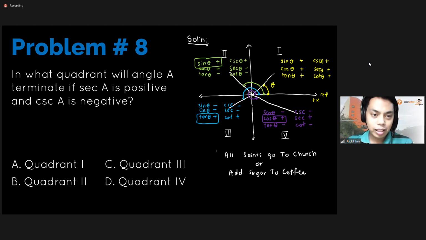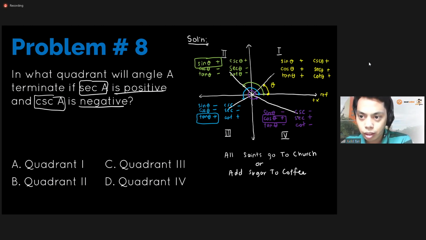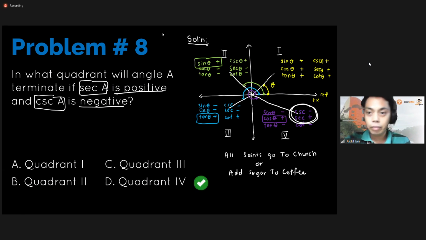Alright, so ano pong answer natin? If the secant A is positive and the cosecant A is negative, saan ba siya nag-stop? Cosecant is negative and secant is positive. Dito tayo sa quadrant number 4. Naiintindihan po ba, guys? Gets po ba? Alright, thank you.